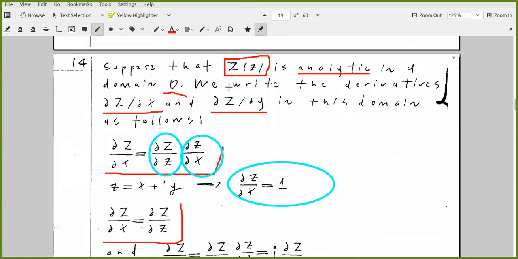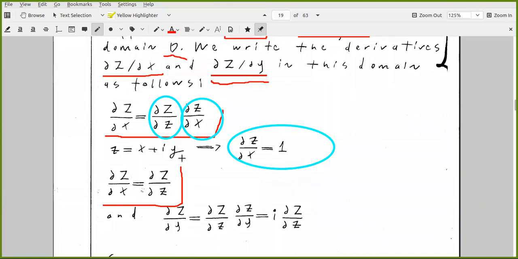Next, evaluate dZ/dy for this analytic function. What is dZ/dy? Again, a simple application of chain rule, dZ/dy equals dZ/dz times dz/dy. And now we know that dz/dy is i, and therefore dZ/dy is i times dZ/dz.